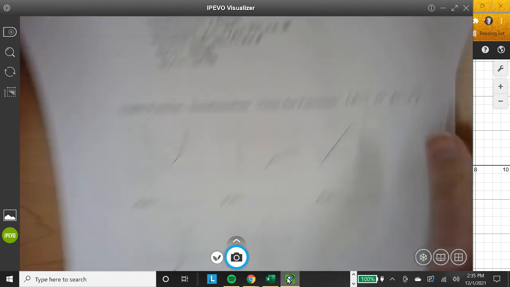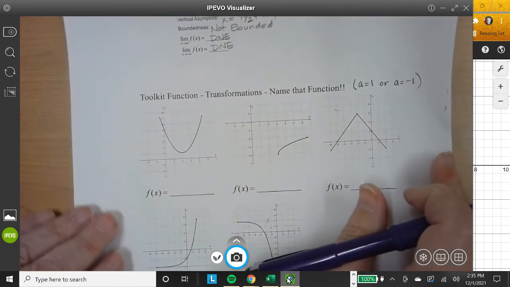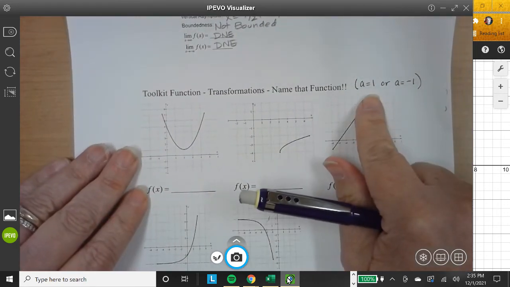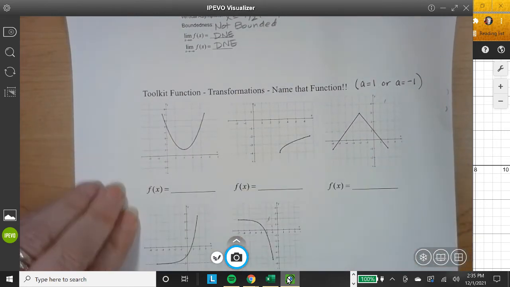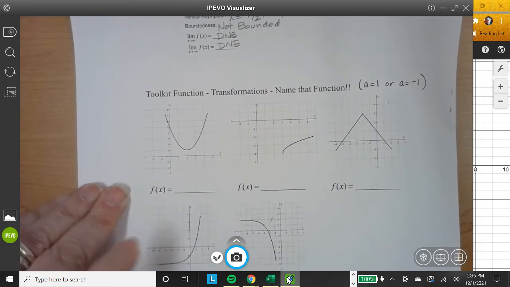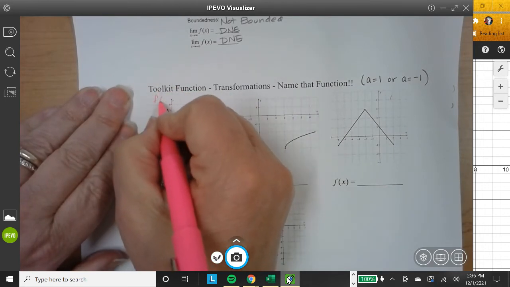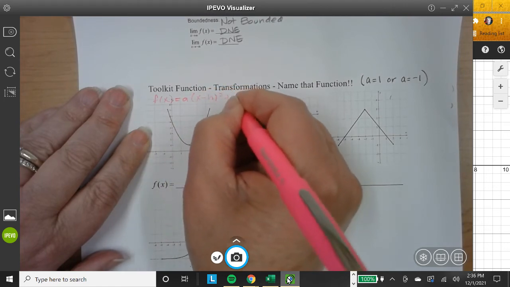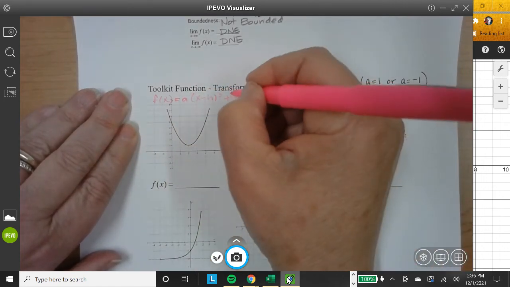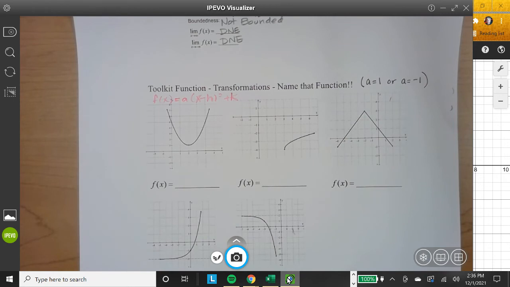Okay. Now we're going to name that curve. Sorry, I have a limited amount of time here, so I want to make sure I get through this. We're going to name this toolkit function, and we're going to use the stretch factor a as 1 or -1, so we don't have to worry about solving for a. All right, well, this is a parabola that opens up, and for parabolas that open up, I just want you to remember, f of x equals its stretch factor a times x minus h quantity squared plus k. That's vertex form, where h is the horizontal shift to the right or left, and k is the vertical shift.